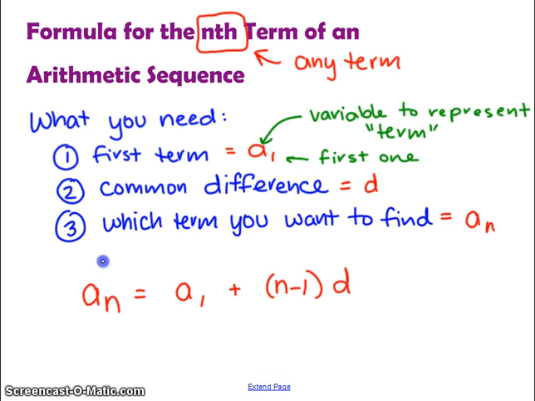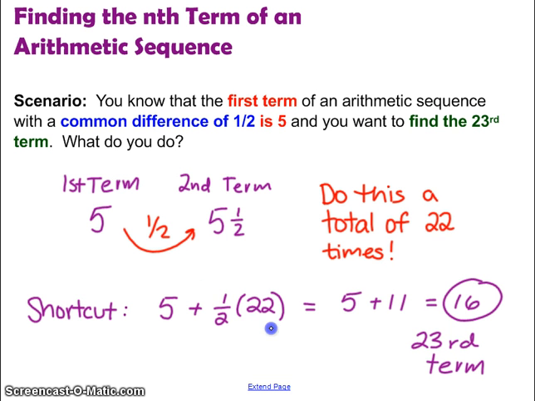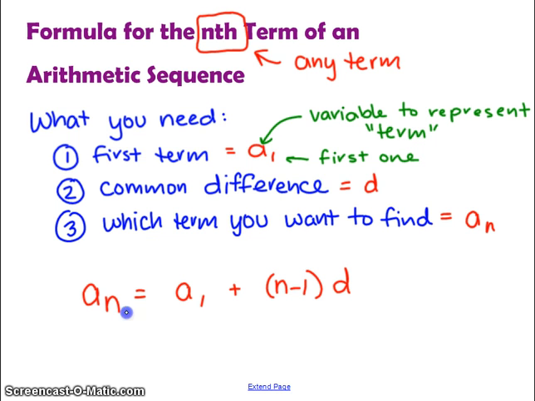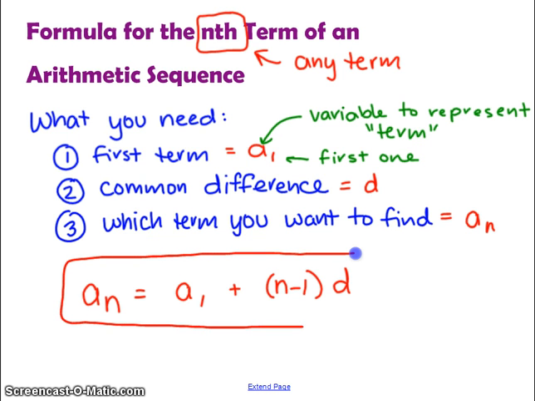Just like in the last problem, we said that we wanted the 23rd term, so we added a half 22 times. It was 1 less. That's what we're doing here. If we want the nth term, we're going to add that difference 1 less time. So write down this formula, and then we're going to do a couple of examples using it. It's going to be really easy once you see what's going on.